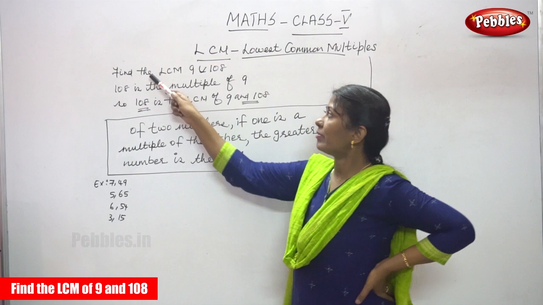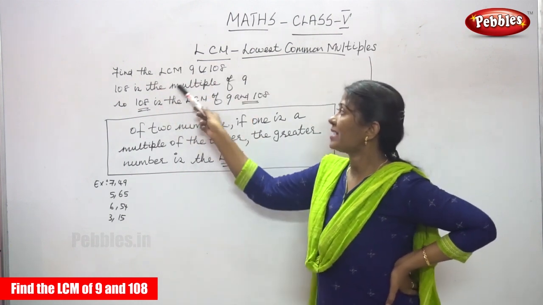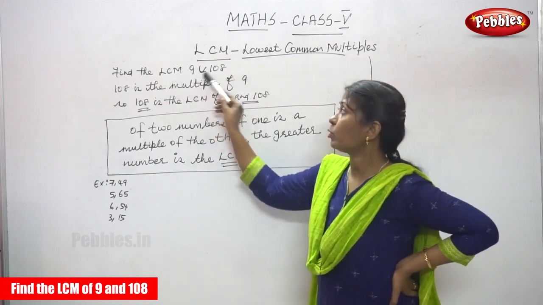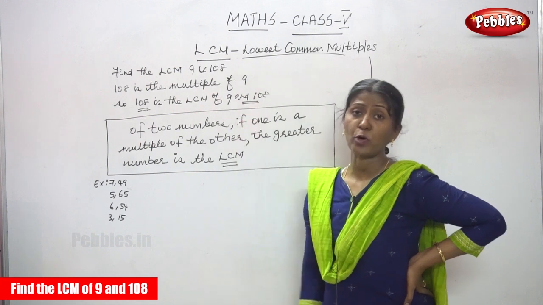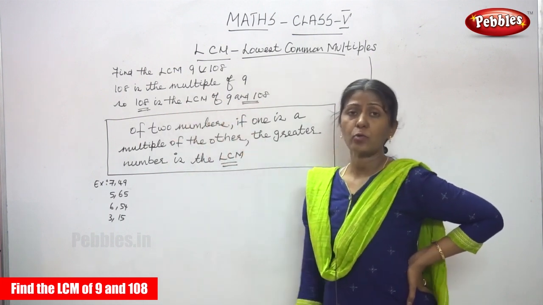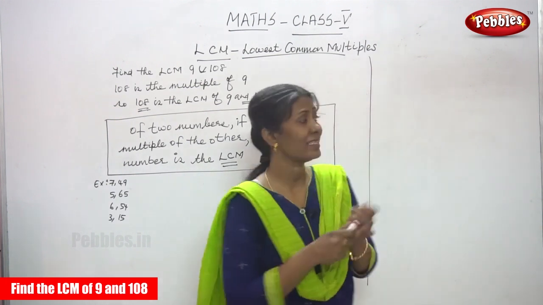Look at the example. Find the LCM of 9 and 108. So 108 is the multiple of 9. What is the meaning? That is, we have to find out. The example is 9 and 108. So 108 is the multiple of 9. So how could you say 108 is a multiple of 9? That is, you must say the ninth table.